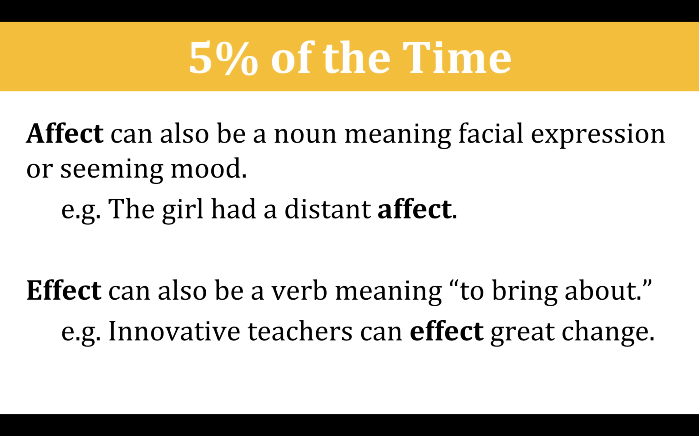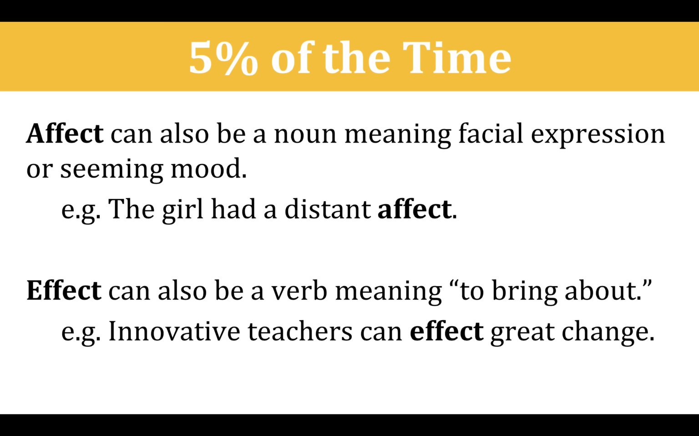Now, there's the other 5% of the time where things get a little tricky because English is not super easy. There's always the exceptions, the things that happen the minority of the time. So affect can also be used as a noun. And when it's used as a noun, it means facial expression or one's seeming mood. So the mood they're projecting. So in the example sentence, it said the girl had a distant affect, which means she had a distant look on her face or a distant expression, or maybe her mood made her seem distant, like not in the present.